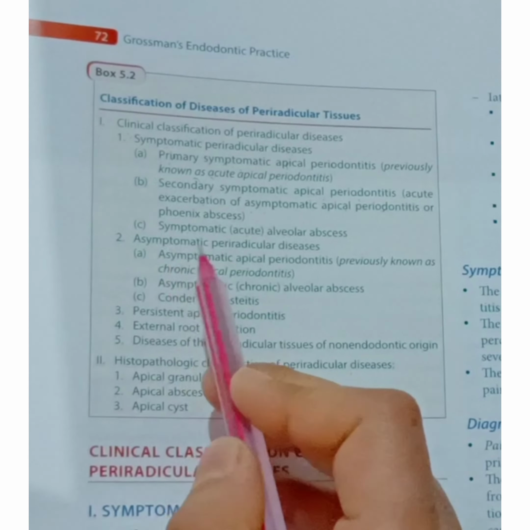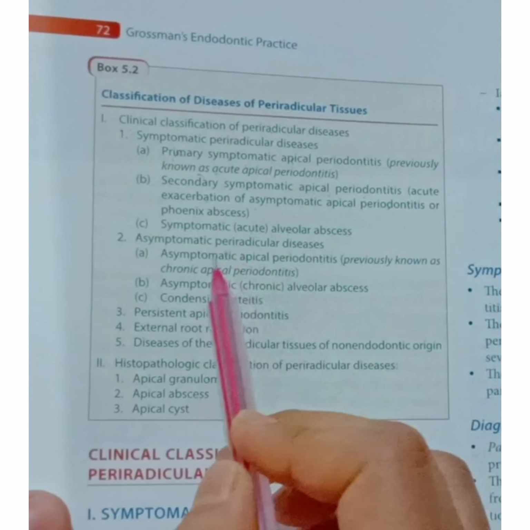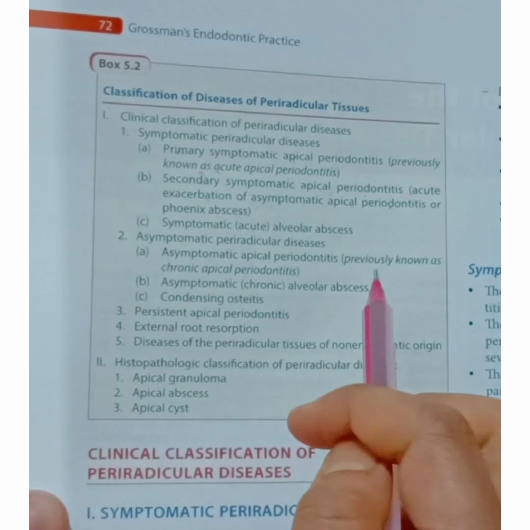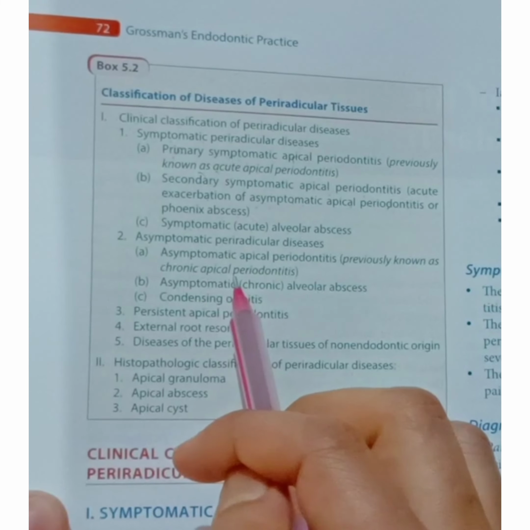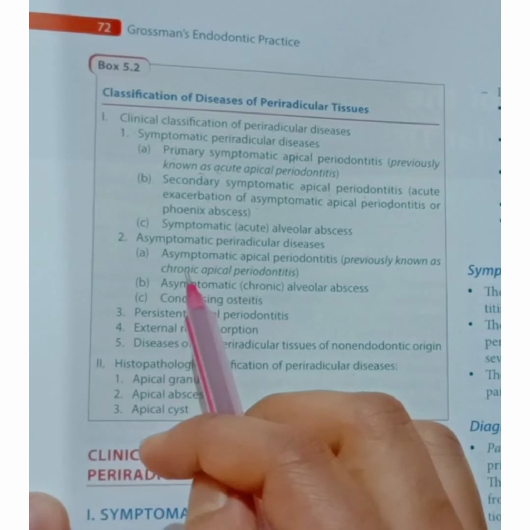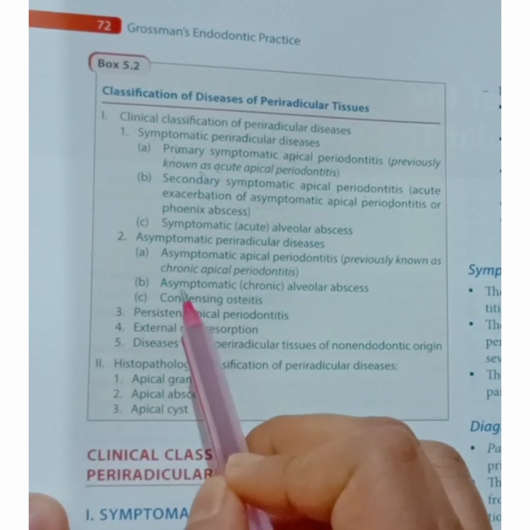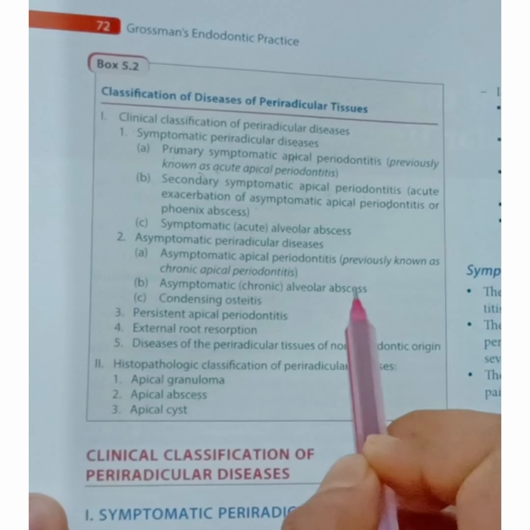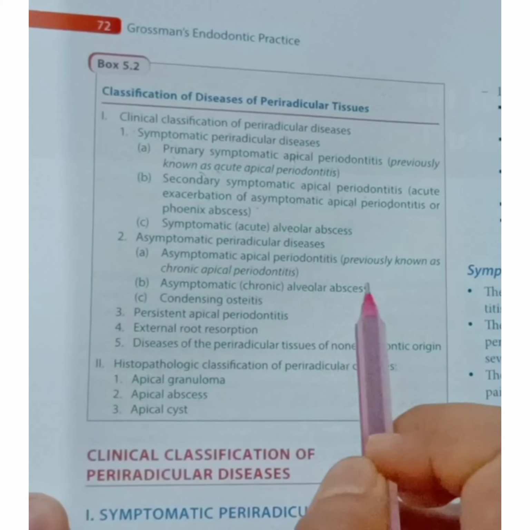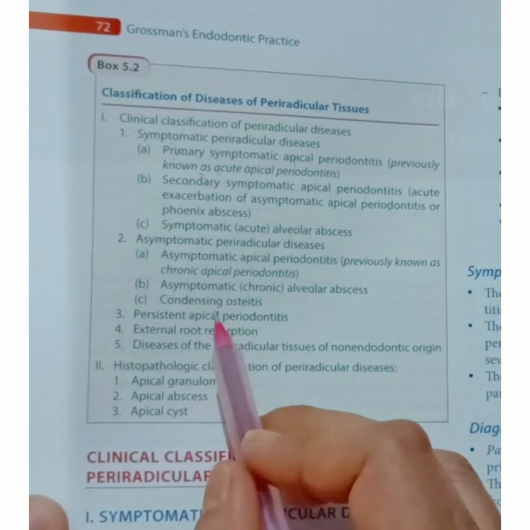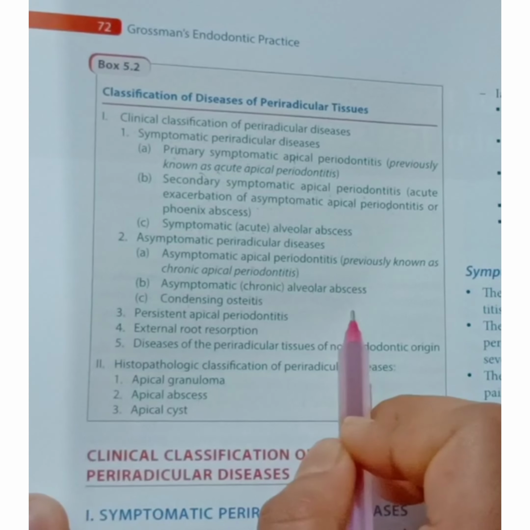Coming on to the asymptomatic periradicular diseases. In this, the first one is asymptomatic apical periodontitis, which was previously known as chronic apical periodontitis. So chronic has now been replaced by asymptomatic. Then the second one is asymptomatic alveolar abscess, previously known as chronic alveolar abscess. And then there is condensing osteitis, that is chronic focal sclerosing osteomyelitis.